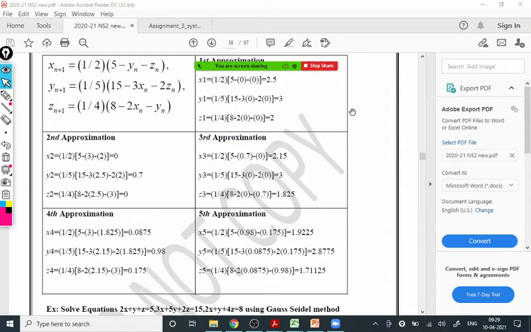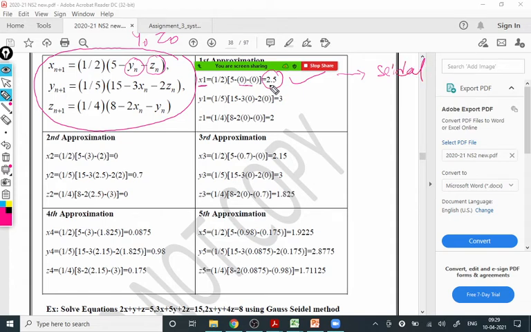That means if this same question is there for Gauss Seidel, we have the same iteration formula. This iteration formula is of Jacobi, where when we calculate x1, we use y0 and z0. We use y0 and z0 to calculate x1, and we get x1 as 2.5. So the same x1 you will get for the Seidel method, that is 2.5.